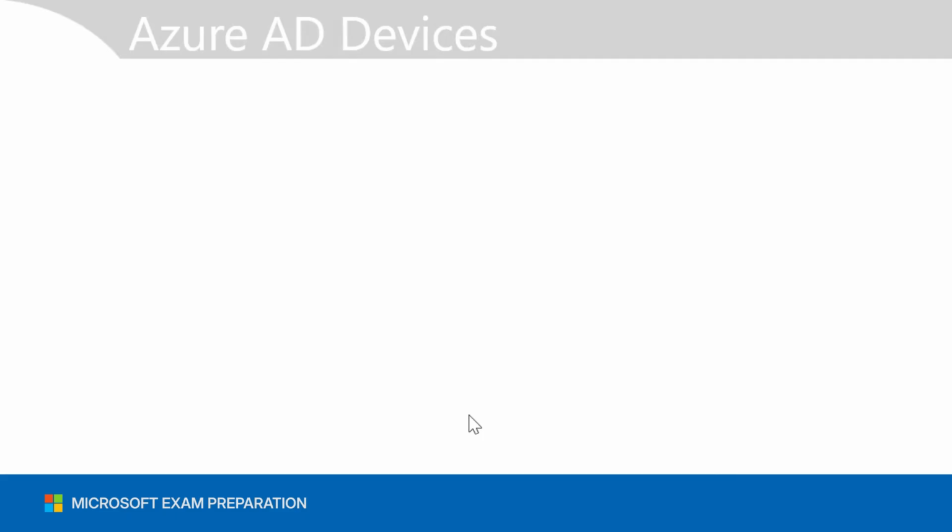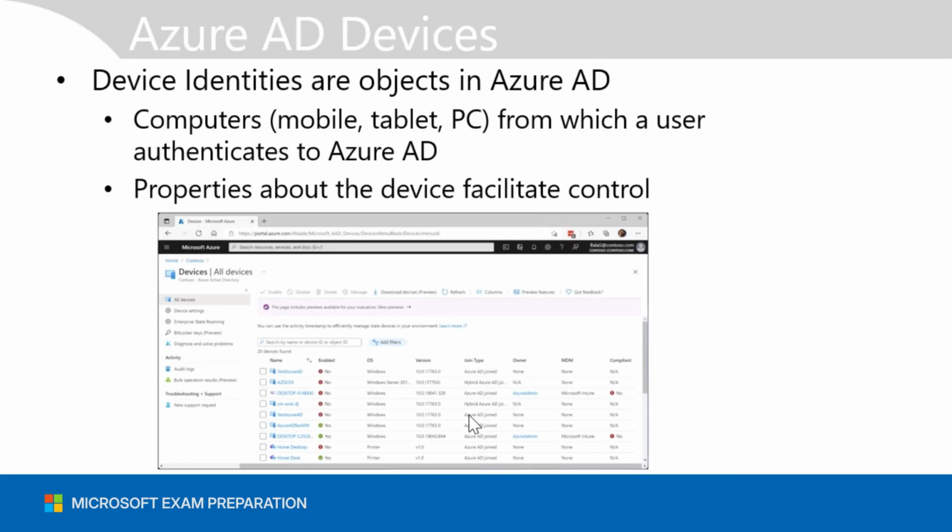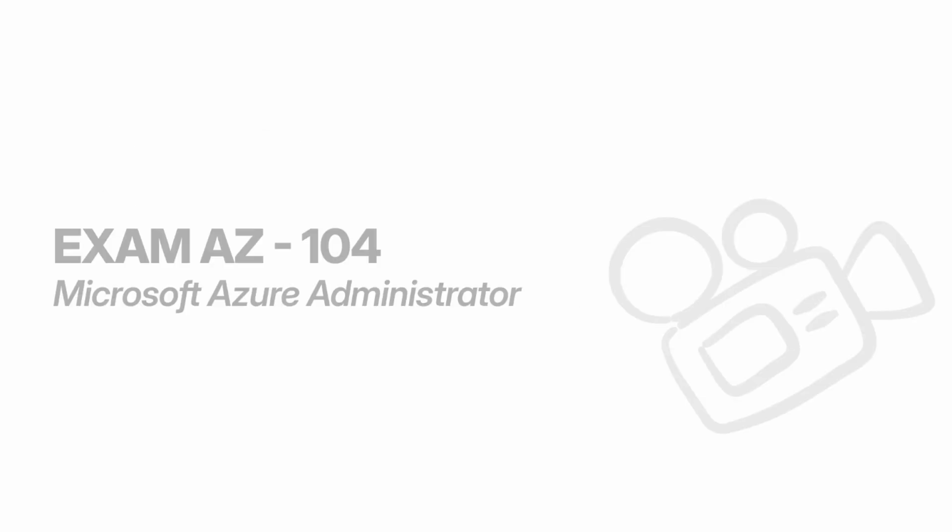In addition to users and groups in Azure AD, you can also track devices. So a device is a computer, like a mobile, tablet, or a PC, which a user uses to authenticate to Azure AD. You don't add these devices, but you can manage them in Azure AD. You can see the operating system that's being used and version. You can see what's called a join type, which we'll talk about shortly. And you can enable and disable these devices. Let me show you in the portal what this looks like.